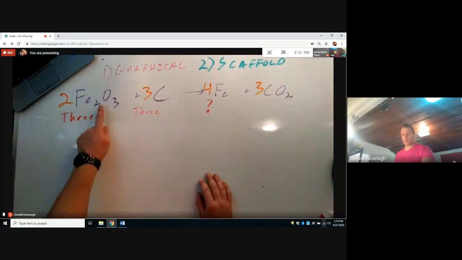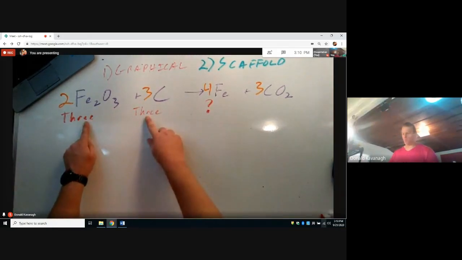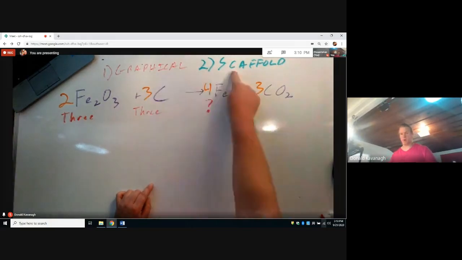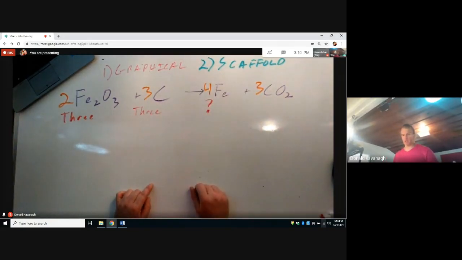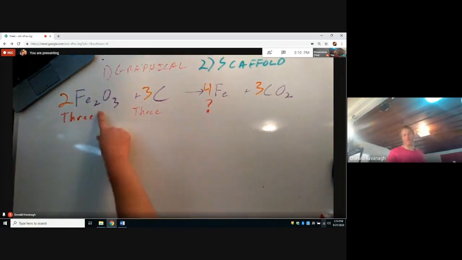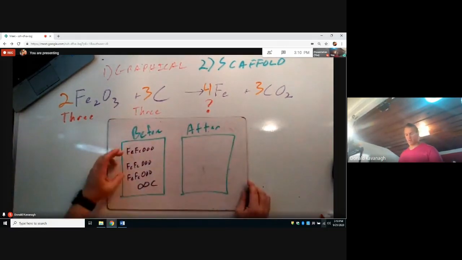If you have 3 equivalents of this and 3 equivalents of this, what is the maximum amount of iron you could sell? We're going to do this in 2 methods, and in both methods, we're always going to pick the lowest answer. In the graphical setup, here is the before, and we have 3 equivalents of Fe2O3, and let's imagine we have an infinite amount of carbon.